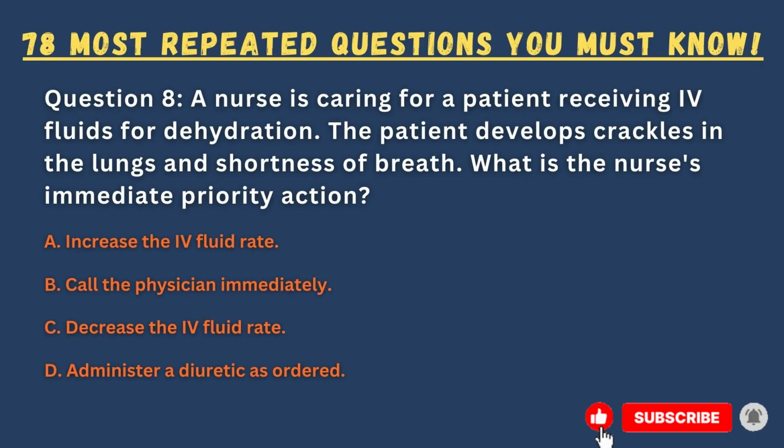Question 8. A nurse is caring for a patient receiving IV fluids for dehydration. The patient develops crackles in the lungs and shortness of breath. What is the nurse's immediate priority action? A. Increase the IV fluid rate. B. Call the physician immediately. C. Decrease the IV fluid rate. D. Administer a diuretic as ordered.